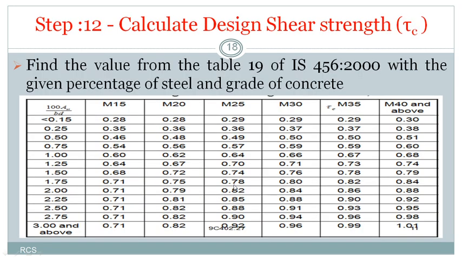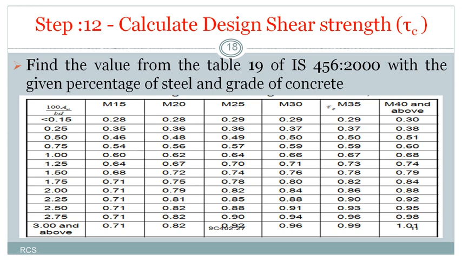After calculating tau v, we have to calculate the design shear strength of the concrete. This design shear strength of the concrete depends upon the grade of steel, grade of concrete and percentage of steel provided. So the percentage of steel, we can take from Table number 19 of IS 456. After calculating the percentage of steel, we can locate the corresponding value on Table number 19. Grade of concrete given is 20 and the percentage of steel provided is 0.25. The corresponding value of tau c is 0.36 Newton per mm square. Like that we can calculate the tau c value.